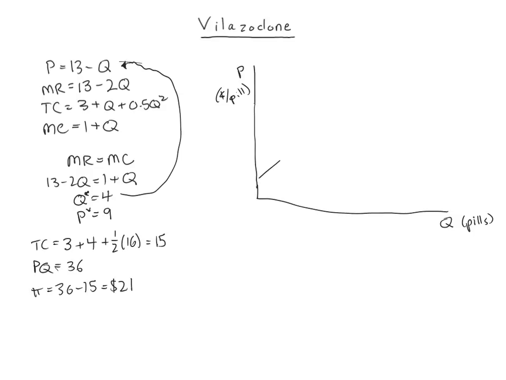So let me draw my MC. It's 1 plus Q. I'll draw in an ATC here. It hits its min point when it crosses MC. And now I need to draw in an MR curve and a demand curve so that MR intersects MC, say, here at this quantity. And then the firm wants to produce at that quantity, but when it produces that quantity, the demand needs to reflect that it's making zero profit.